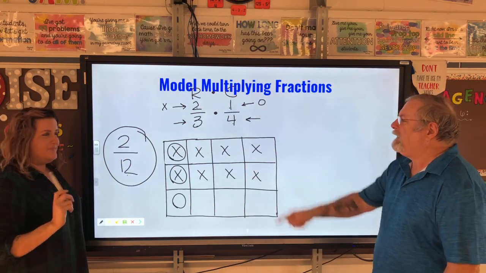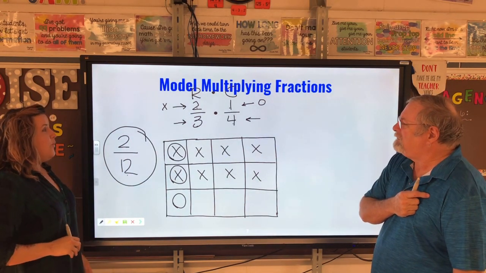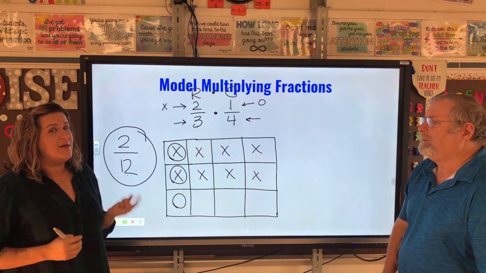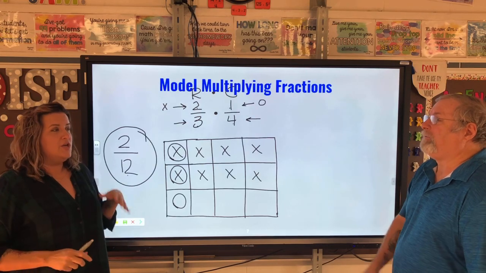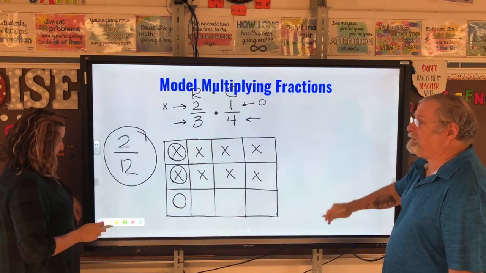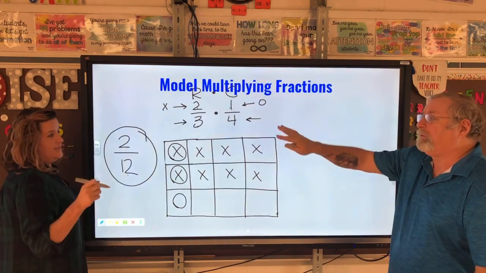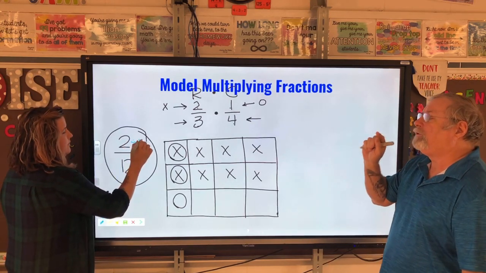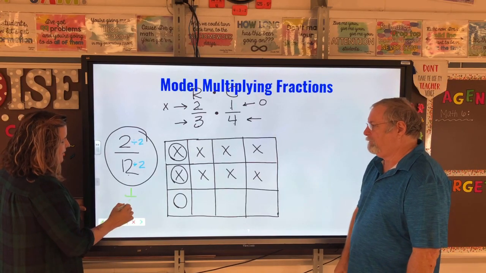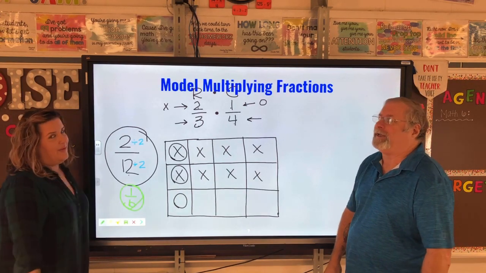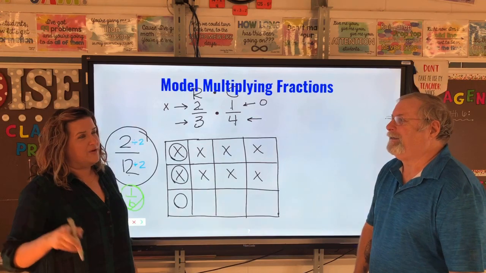2/12. That's right. Now, do we have to reduce when we're modeling? We don't have to, but sometimes on our test, it might also have the simplified answer. So if it gives you choices and you don't see 2/12, remember 2/12 can be reduced. Although normally when we model, we don't reduce. But every now and then they'll throw it in. Those silly test makers or mean teachers.